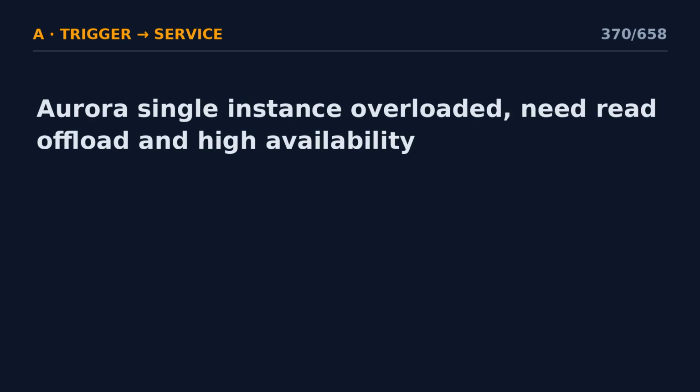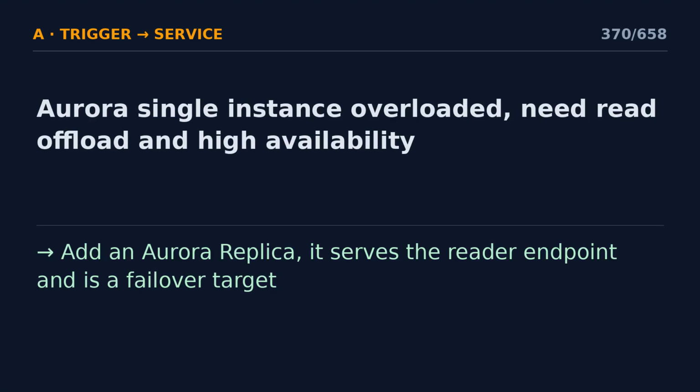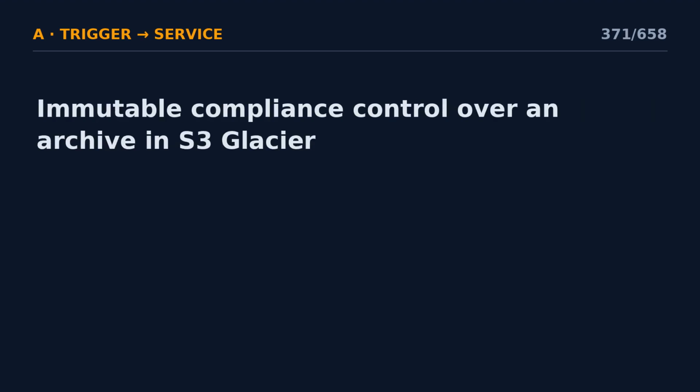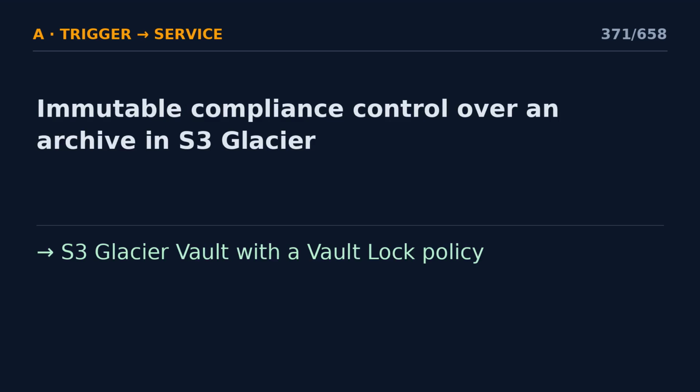Aurora single instance overloaded, need read offload, and high availability. Answer: Add an Aurora replica. It serves the reader endpoint and is a failover target. Immutable compliance control over an archive in S3 Glacier. Answer: S3 Glacier Vault with a Vault Lock policy.